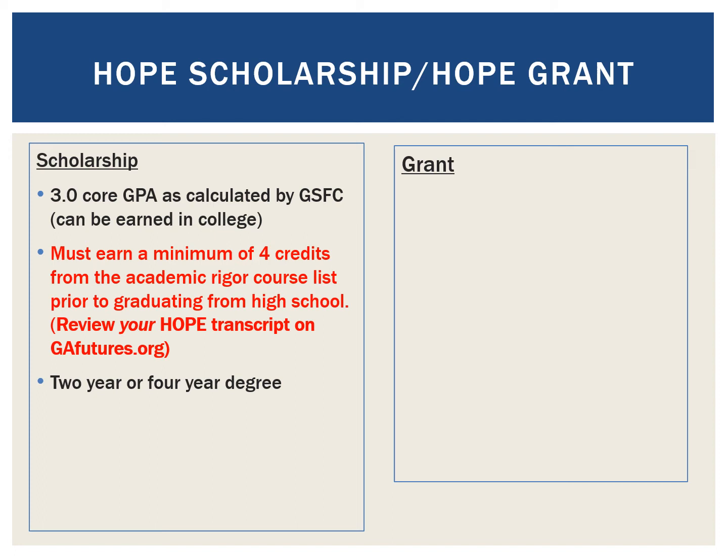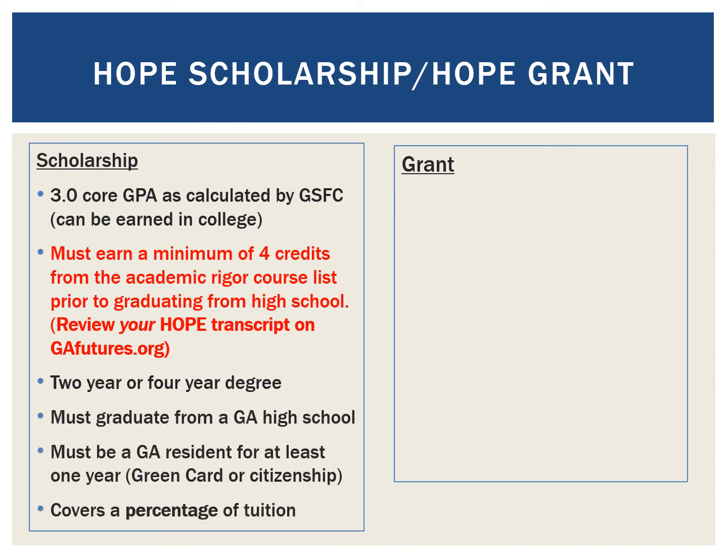You have to have at the end of high school a 3.0 core GPA as calculated by the Georgia Student Finance Commission to get the HOPE Scholarship. If you don't have HOPE out of high school, you can earn the HOPE Scholarship in college if you are able to get your GPA to that 3.0 range after your first 30 hours of credits earned in college. In addition, you have to have earned those 4 minimum credits of rigor that I will show you here in a few minutes.